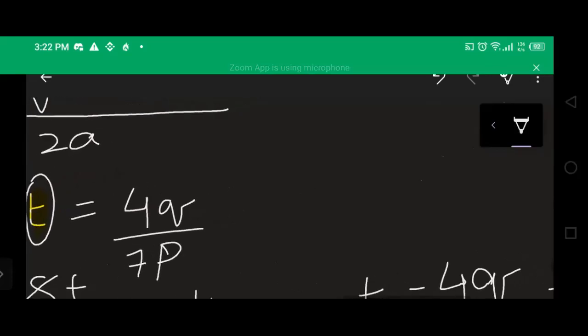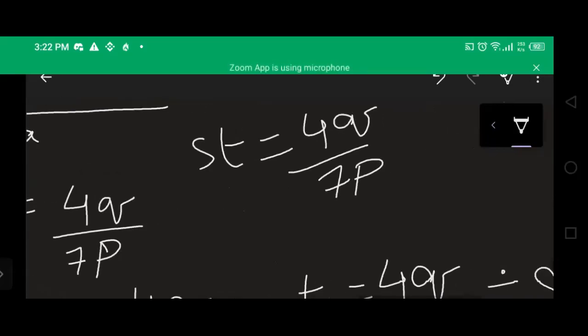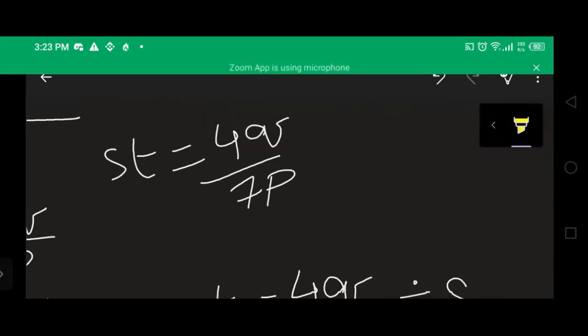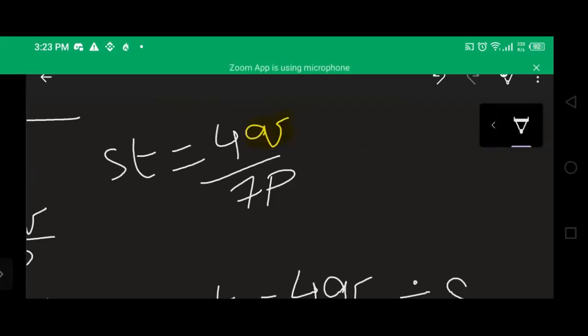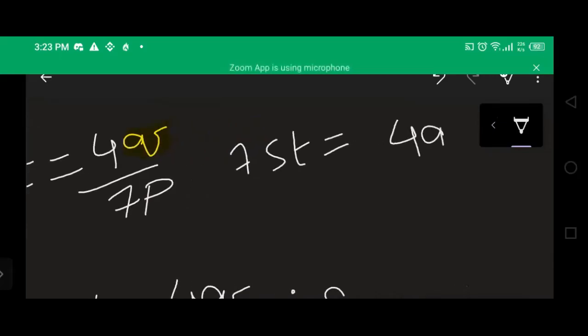Now I have the same equation, s t equals 4q upon 7p, right? Now instead of making t the subject of the formula, I have to make q the subject of the formula. Okay, so very easy. Multiply both sides by 7p. You want to make q the subject, right?